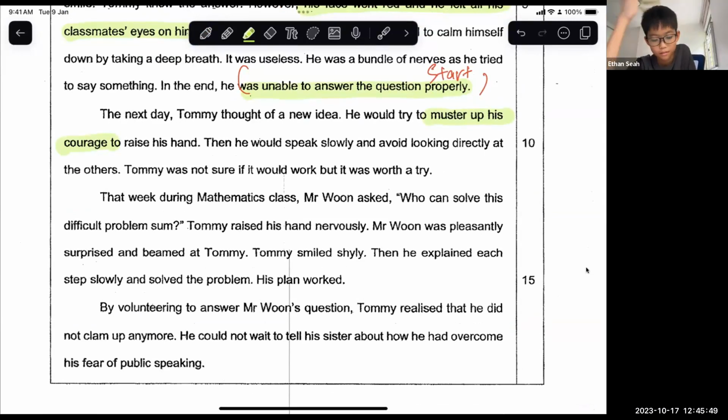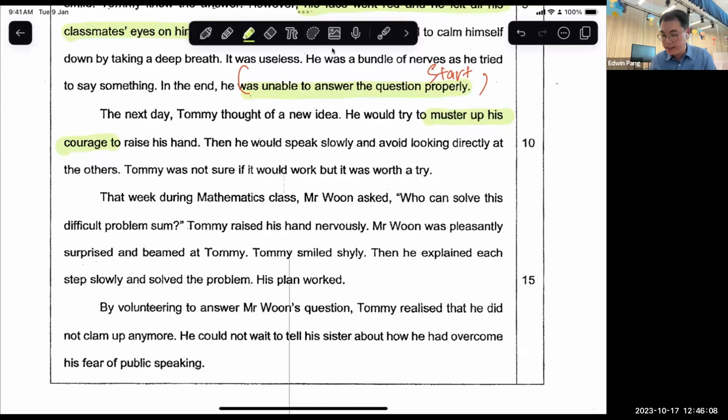Mr. Pang, I wrote he was a bundle of nerves as he tried to answer Mr. Woon's question. Okay, can you please hold on and let me finish first before you volunteer any answers? I'm not done yet. Okay, so let's go on.